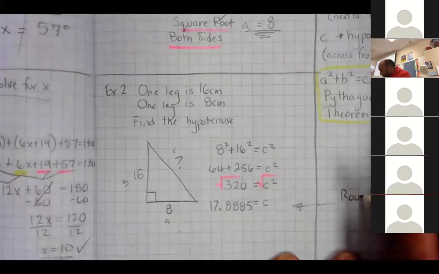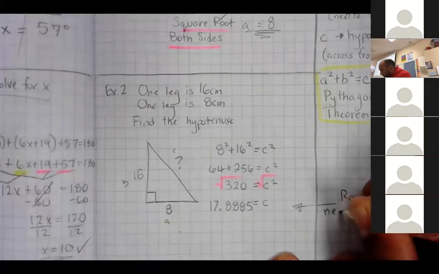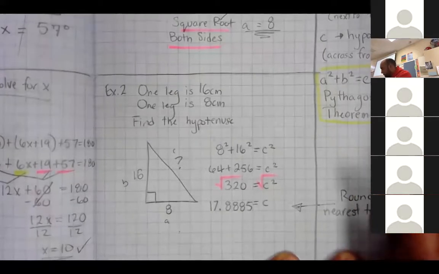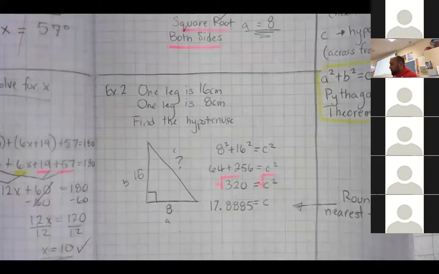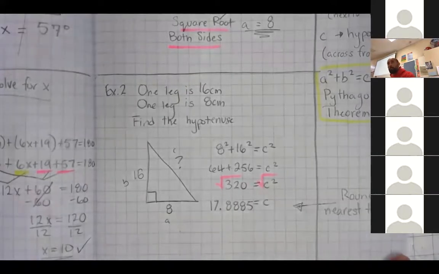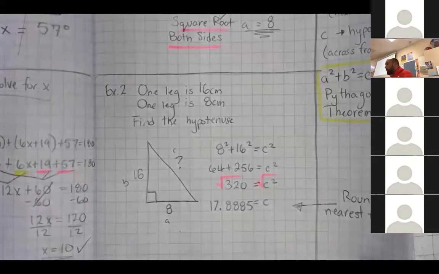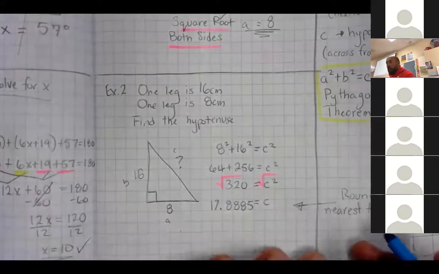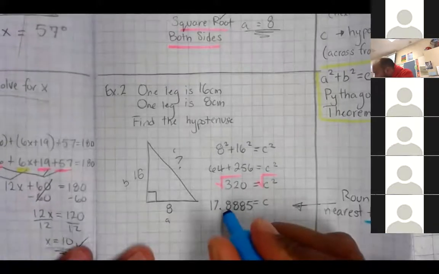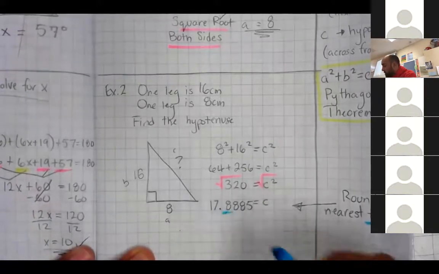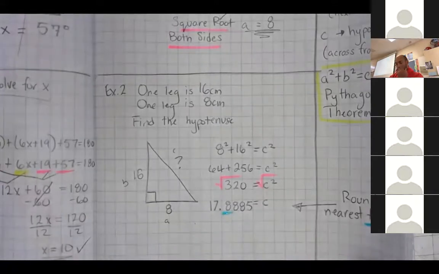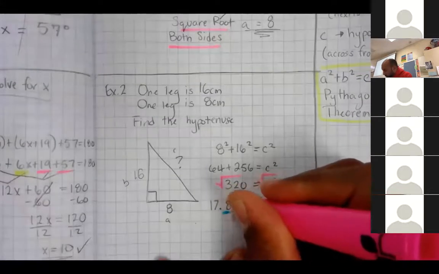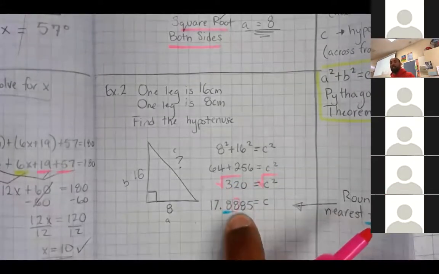So round to nearest tenth. Now remember, the tenth is the first number after the decimal. So the tenth is that first 8, not the second 8, but the first 8. Now what I need to look at is the number after that. So I'm going to look at the number after, and that's going to tell me whether that first number is going to change or not.